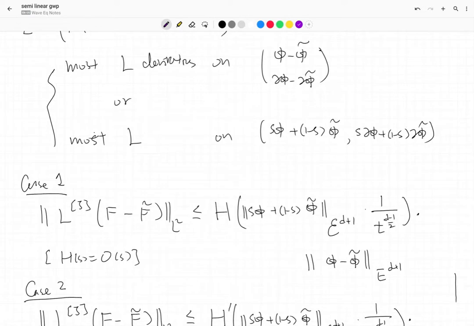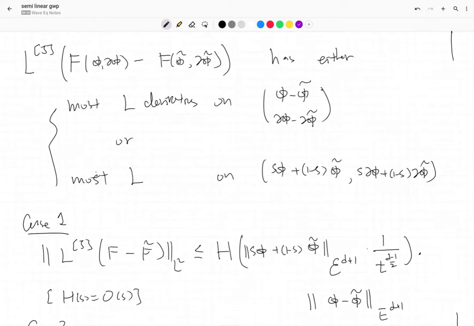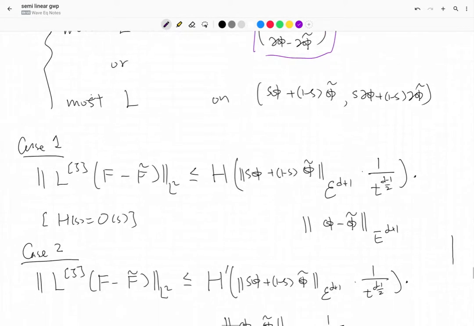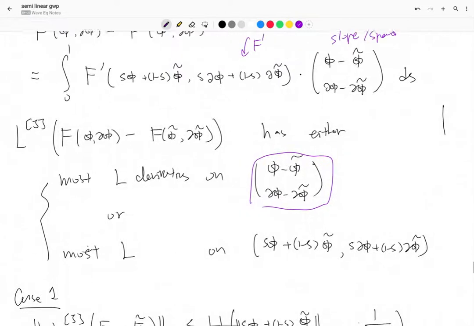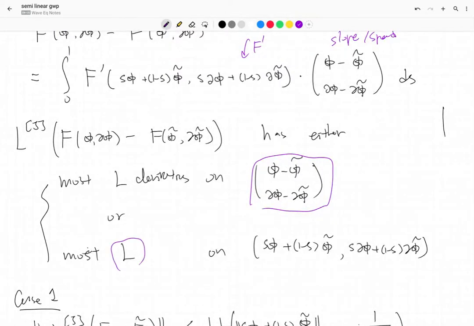So we're going to have that. We can put the input to f prime, which is s phi plus (1 minus s) phi tilde, measured in the curly E norm, right, with some decaying factor, right? This is the L infinity norm over there. And then we have phi minus phi tilde measured in the curly E norm. This is because we're integrating the difference here, in L2, and we have a large number of L derivatives hitting on it. In case 2, on the other hand, we're going to put the L2 term where most of the L derivatives fall, right?